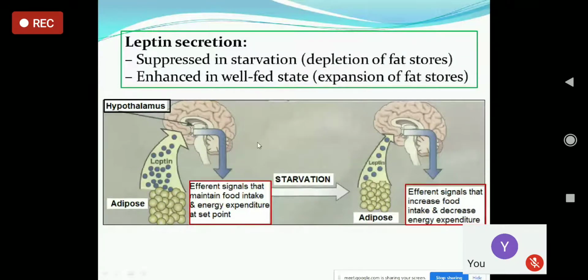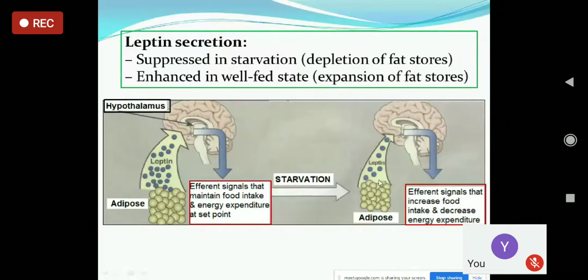Look at this figure. This figure shows that there is a lot of adipose tissue present, due to which there is a lot of leptin being released, which acts on the hypothalamus. The hypothalamus sends efferent signals that maintain food intake and energy expenditure at a set point, or decrease food intake.